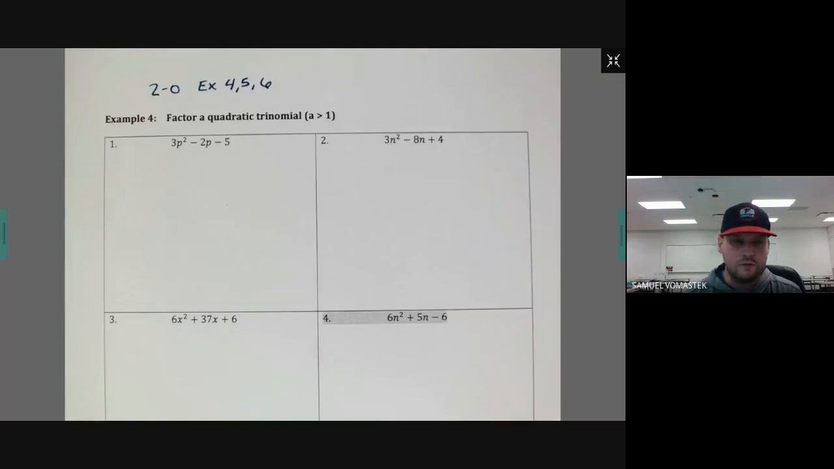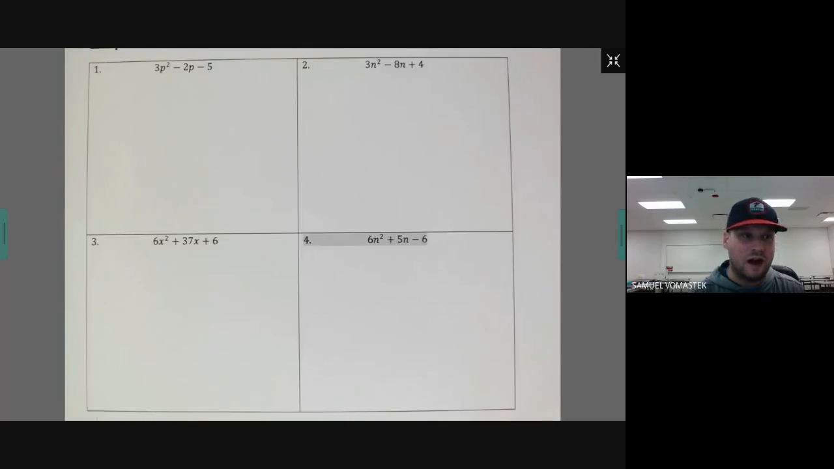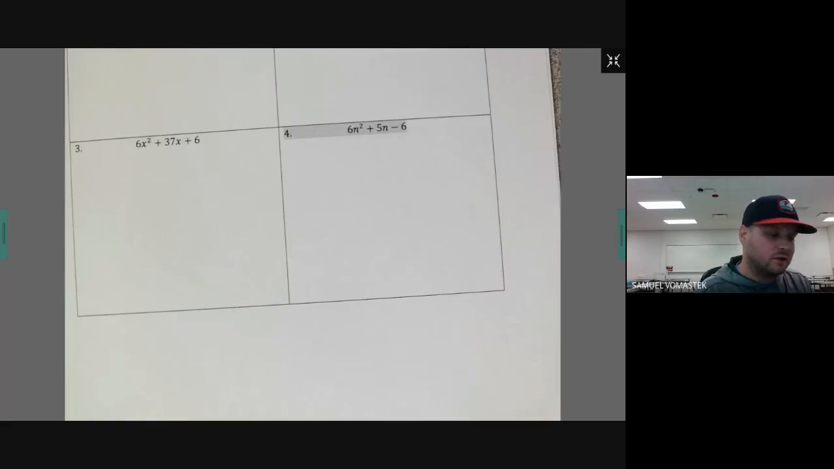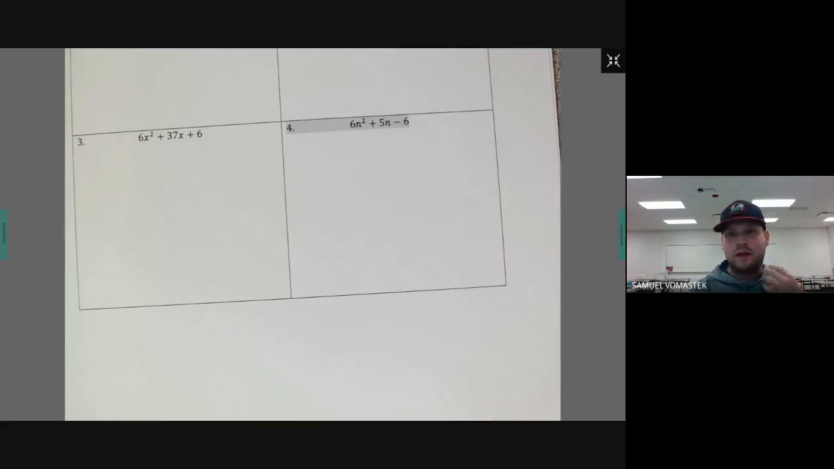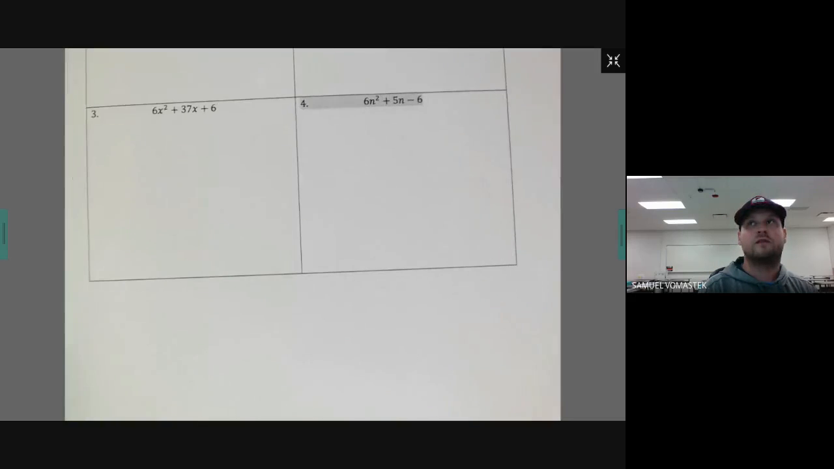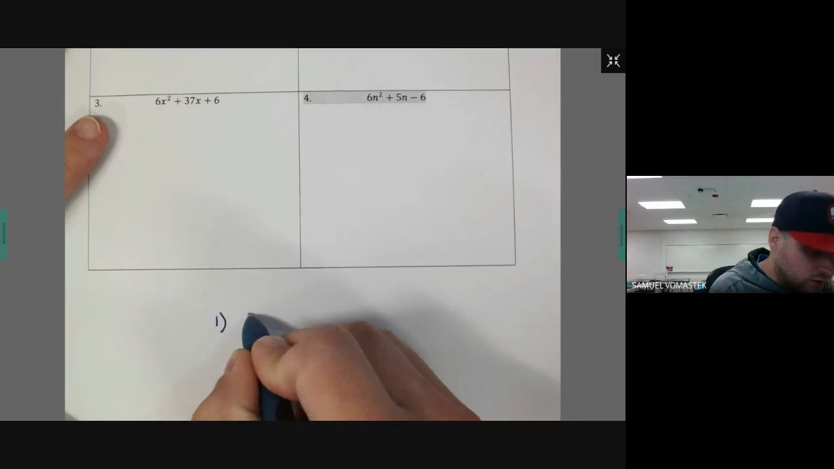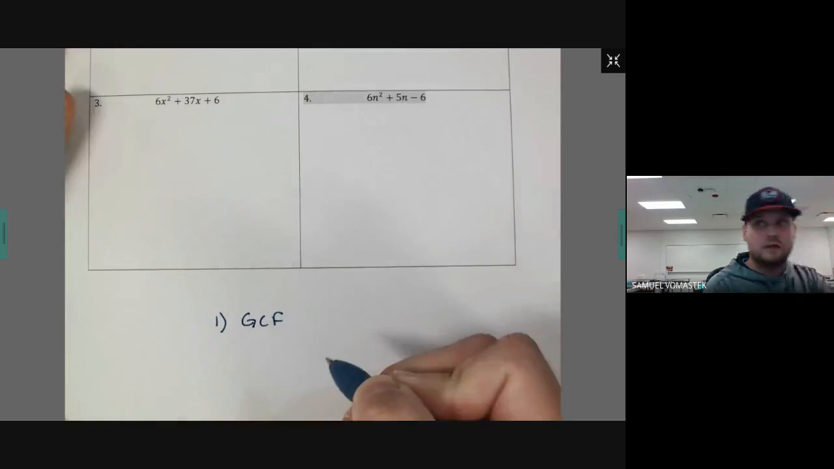All right, so this video is going to go over section 2.0, examples 4, 5, and 6. It starts on page 5 in the notes. So for these examples, we're going to factor quadratic trinomials where we have an a value that is greater than 1. But since we're still factoring, we're going to follow our basic rules where the first thing we're always going to do is look for a GCF.